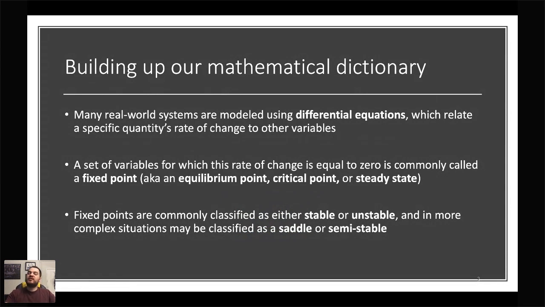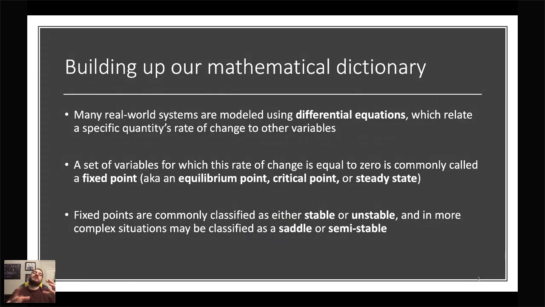Now, one of the things that is very useful in understanding a differential equation, understanding what's modeled when you look at a differential equation, is looking for something called a fixed point. This is a set of variables for which this rate of change, or the differential equation itself, is equal to 0. This is sometimes called an equilibrium point, a critical point, a steady state. I'm going to try my best to stick with this fixed point terminology throughout this talk, but I'm sure I probably will mess up and use one of these other terms at some point, so I apologize in advance.